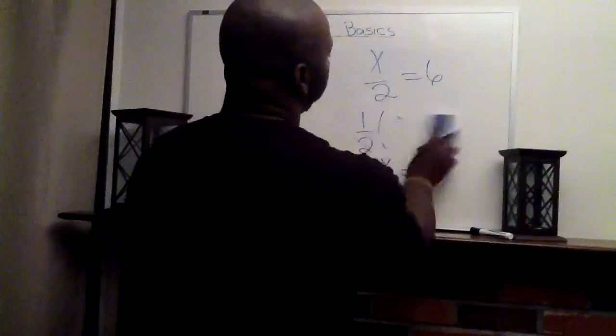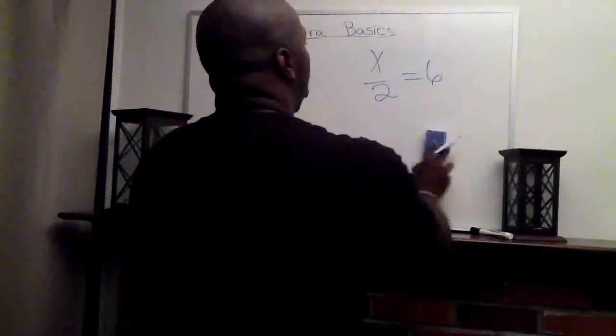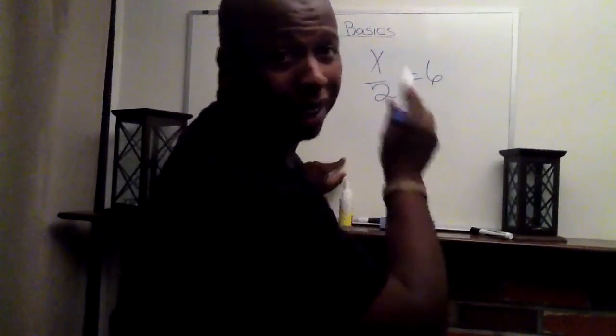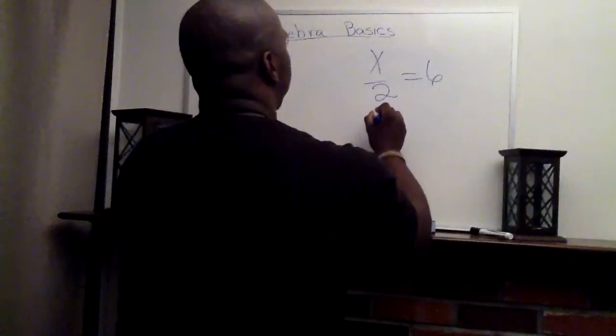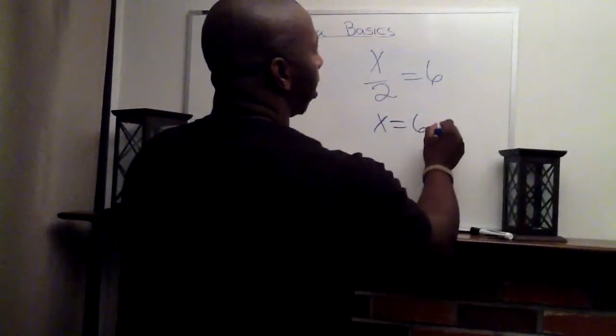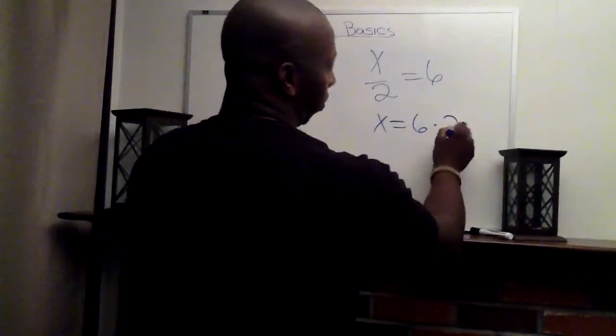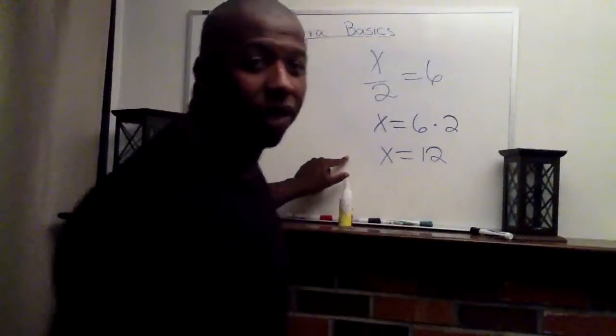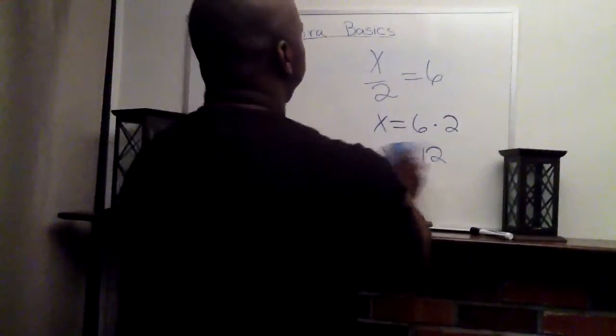So let's actually solve this problem. Remember I told y'all whenever you're dividing by a number over here, you want to multiply by that same number on the other side of the equal sign? Let's do that. So x divided by 2 equals 6 is the same as saying x is equal to 6 times 2, which means x is equal to 12. Easy enough concept, right? Let's do a couple more.